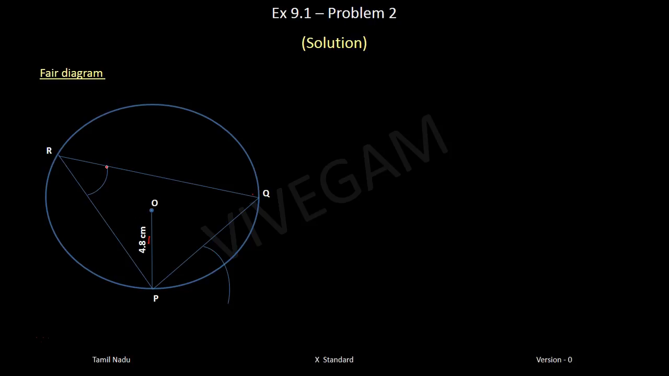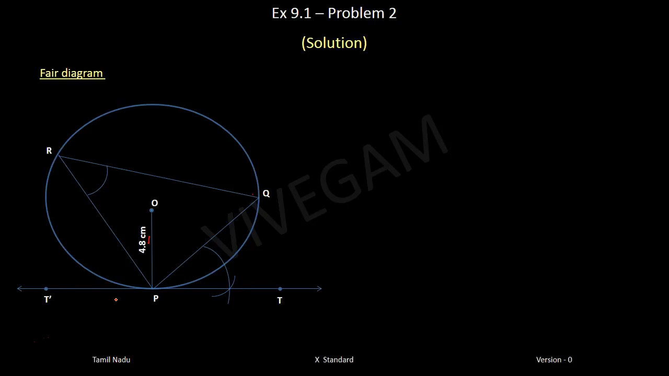Now you measure the chord length of this arc, and with the same length and with this point as a center, draw one more arc cutting the first arc. So let's say it's intersecting at this point. Join P and this point of intersection and extend it, and that is your tangent.